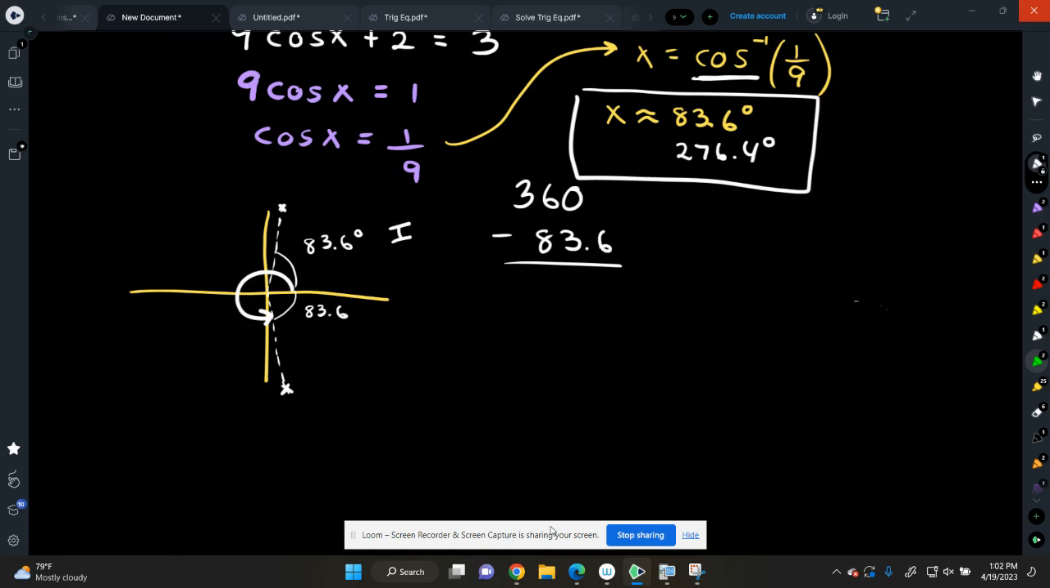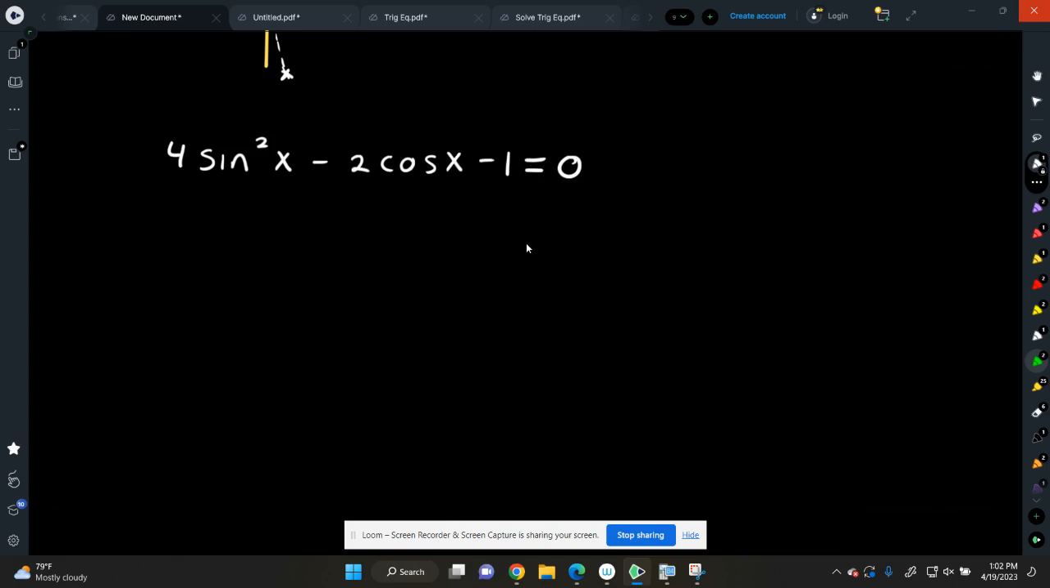Questions so far? Okay, here's another type. Let's look at 4 sine squared x minus 2 cosine x minus 1 equals 0. Okay, I'm going to give you a couple minutes. I want you to work with your neighbor and see if you can figure this one out.